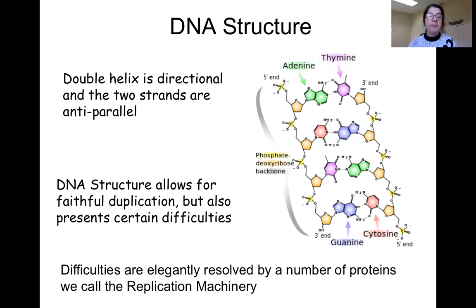And these difficulties have been very elegantly resolved by a number of proteins we call collectively the replication machinery. And I would just like to remind you that evolution doesn't give you the best solution, doesn't give you what you need, it gives you what's available. So it's always a compromise. So while DNA structure has evolved to be perfectly suited for accurate duplication and transmission of information, it is also not perfect in that it presents difficulties in how this is achieved.